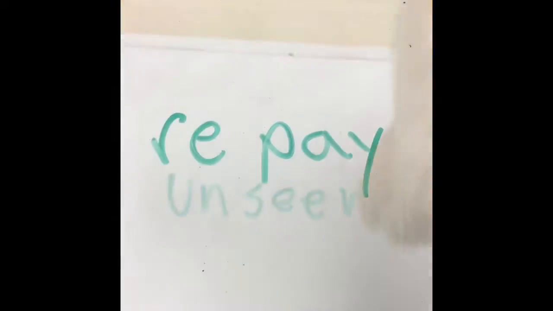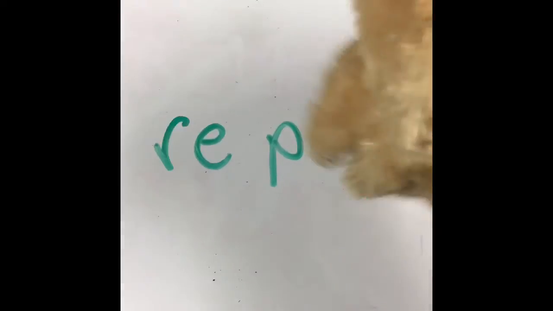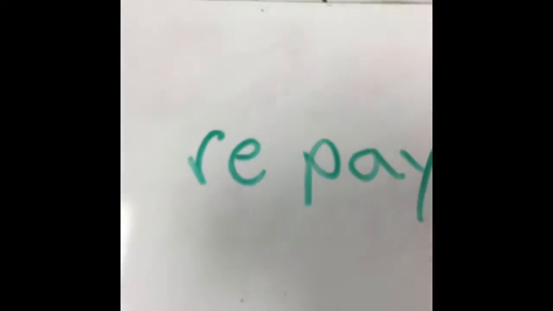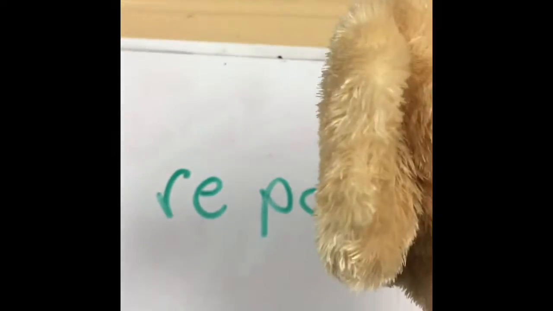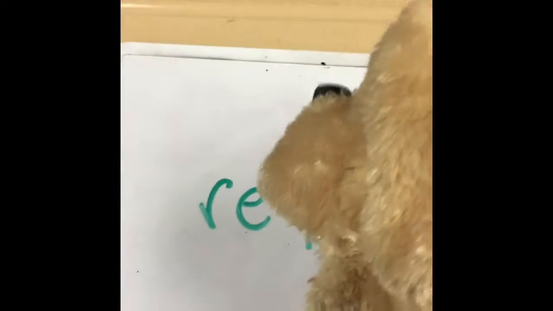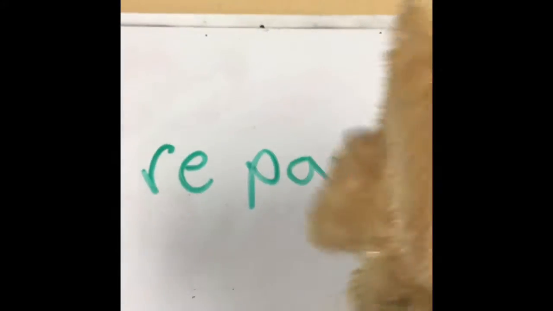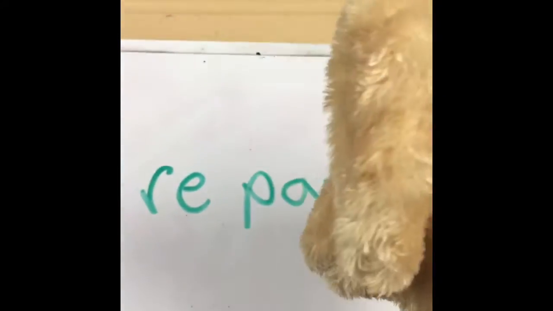Let's try another one. Okay, now we have a brand new word called repay. Now, could you tell me what the root word in this word is? That's right, it's pay, like you're paying someone back. Okay, now can you tell me what the prefix is in this word? That's right, it's re. Now we know re means to do over again. So repay means to pay something back again. I hope this helps you with figuring out what a prefix is.